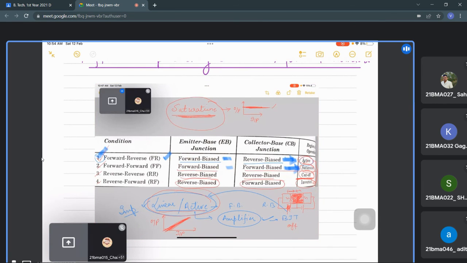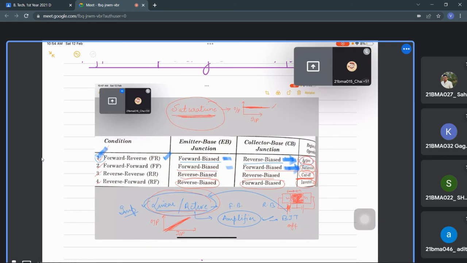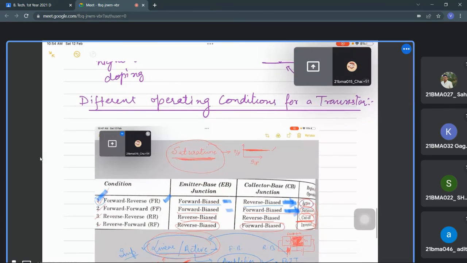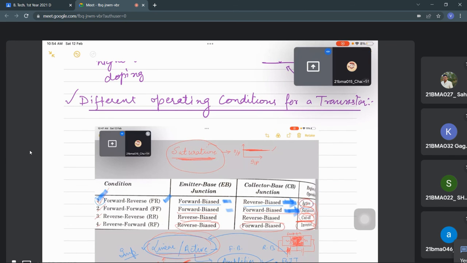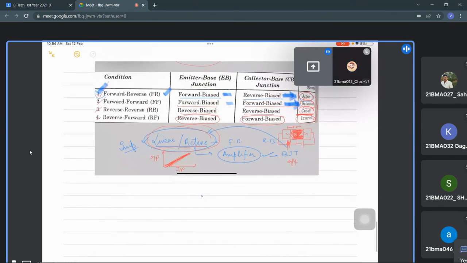Okay. So I think this is enough for the day. काफी है. Okay. So before finishing it, I'll just start the next topic that we have different transistor configurations.